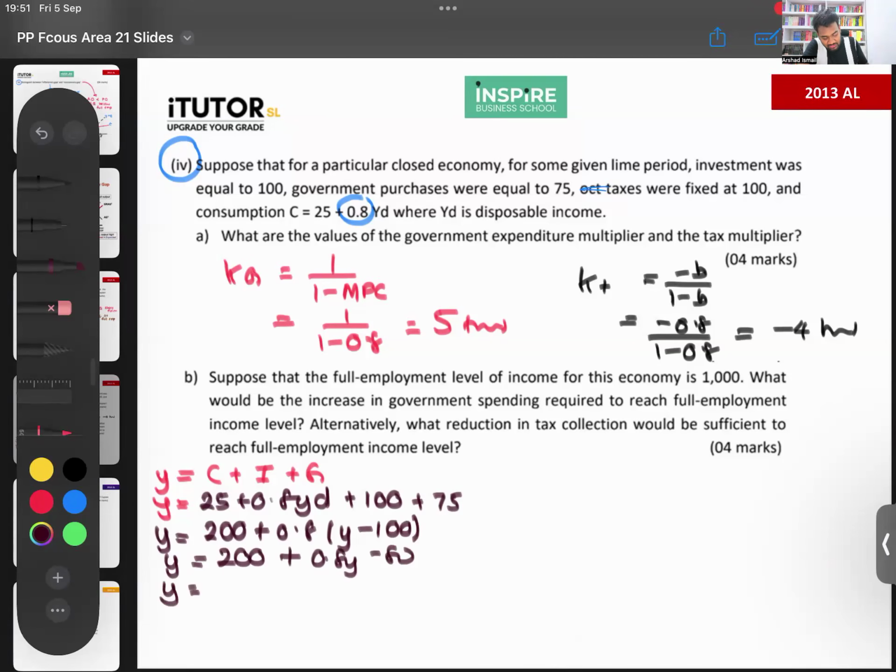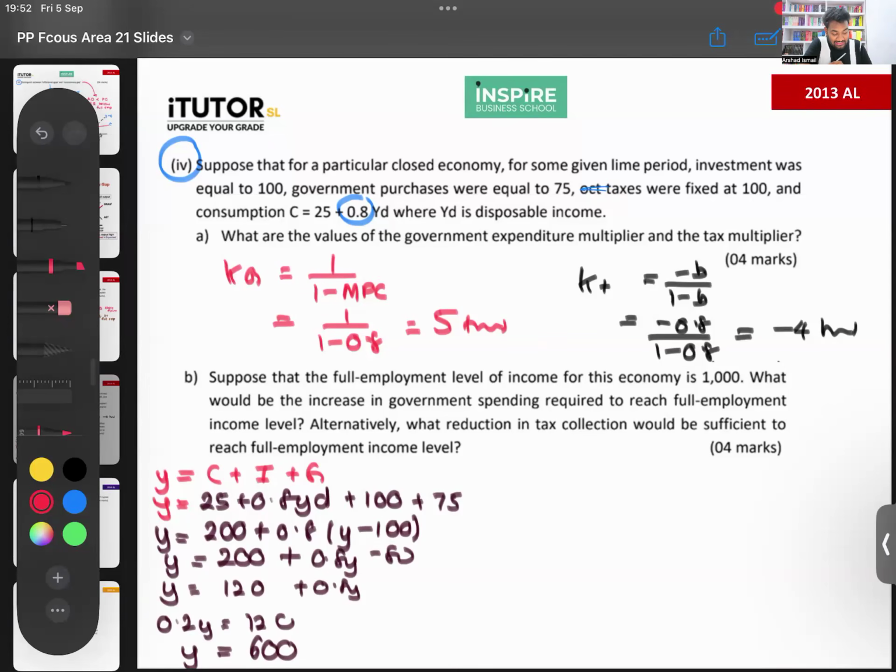Then Y is equal to 120 plus 0.8Y. 0.2Y equals 120. Y is equal to 600, right? So that is equilibrium. That's your equilibrium level of national income.